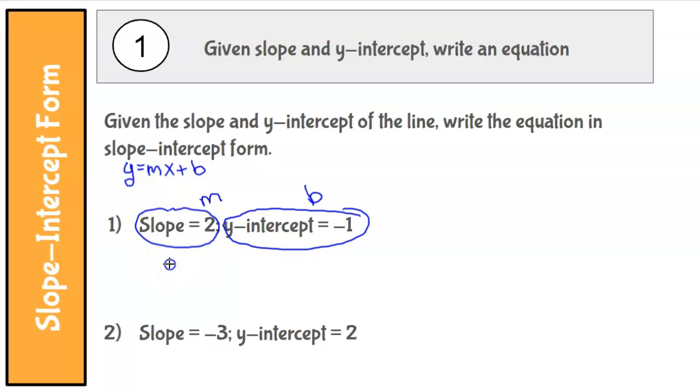And all you have to do is replace the y. Oh, you're not going to replace that with anything. The m you're going to replace with 2. The x is going to stay x. And I'm going to replace the b with a -1. So I'm going to change that plus to a minus since the y-intercept is negative. Second one, same thing. This is my slope, so this is m. This is my y-intercept, so this is b. y = -3x. This time it's a positive y-intercept, so I'm going to put +2.